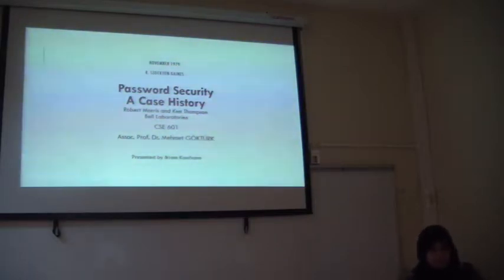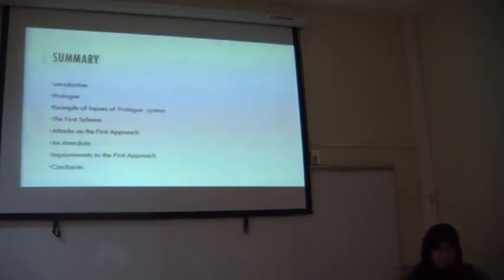Now I am going to present a history of password security. This paper was written in 1979. First of all, we will start with the introduction, and after that we will see the first solution, the prologue, and its inconvenience. After that we will see the first scheme and an attack on this approach, and the encoded solution, and the improvement to the first approach.